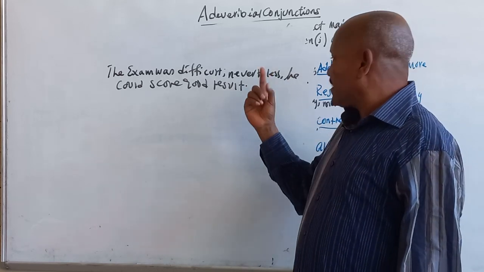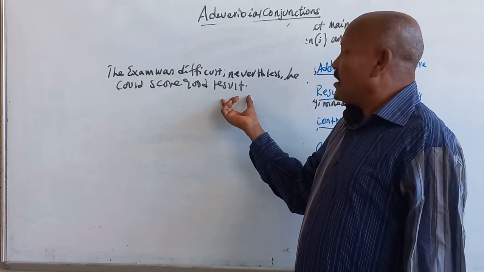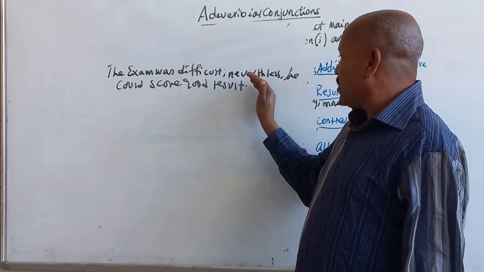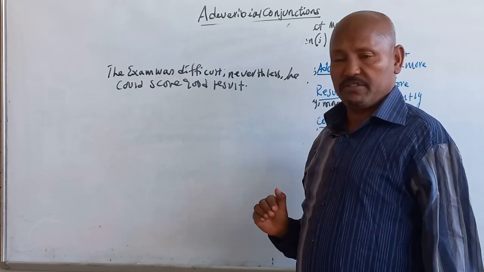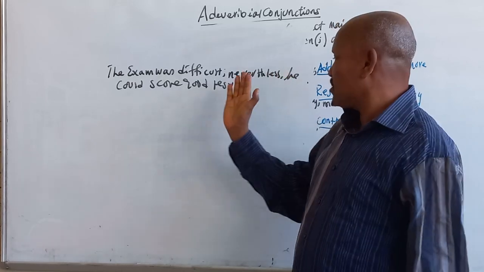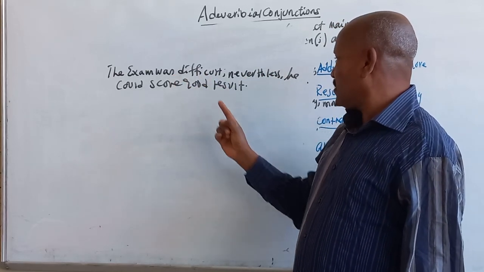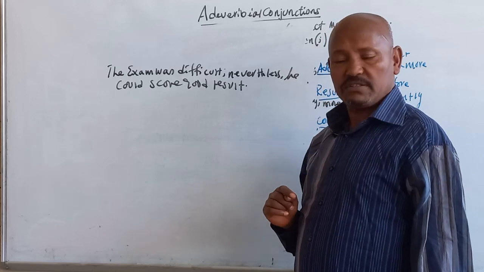But here, the idea of the second is completely opposite to the first one, so this kind of conjunction is appropriate. Right? This kind of conjunction is appropriate here. The exam was difficult. He could score good results.